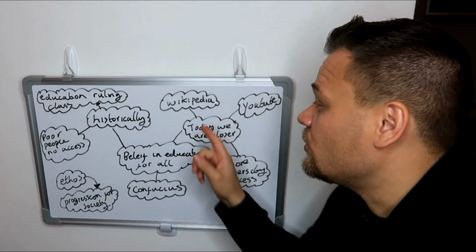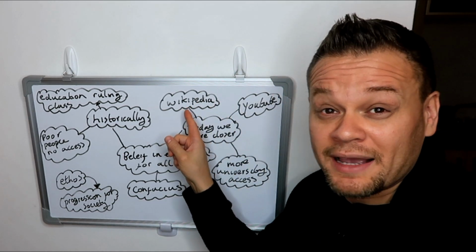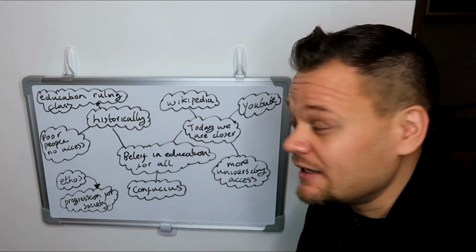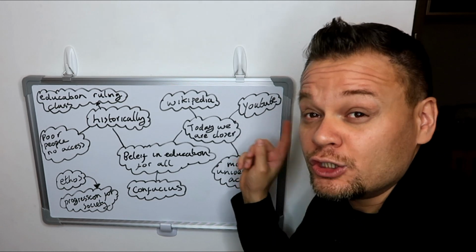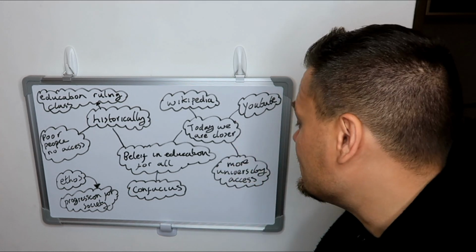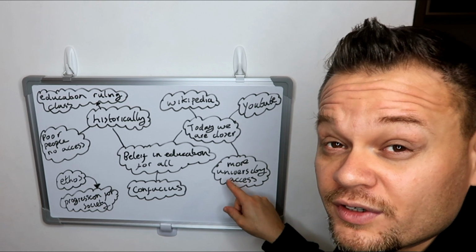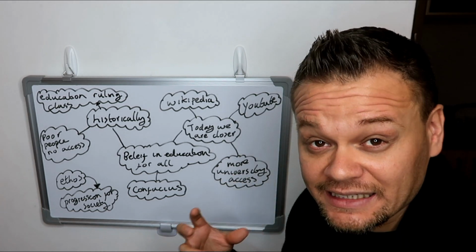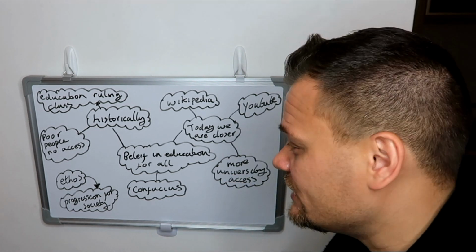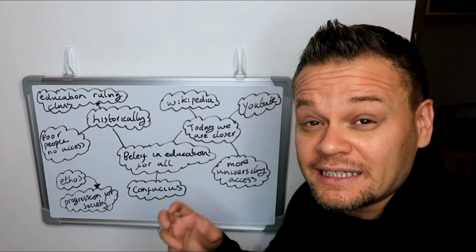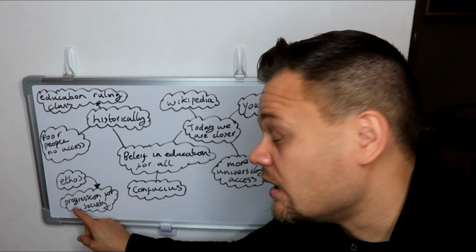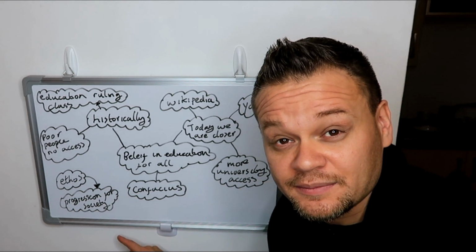For example, we have massive education resources like Wikipedia, and we also have other educational resources like YouTube, and we also have more university access in today's age as well, generally speaking. So the ethos is that belief in education for all is the foundation for a more progressive society.